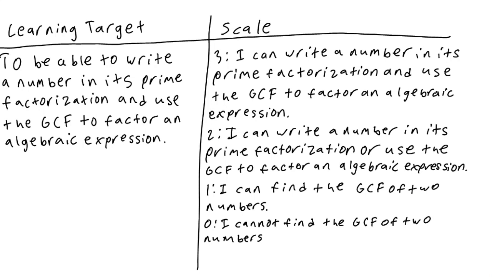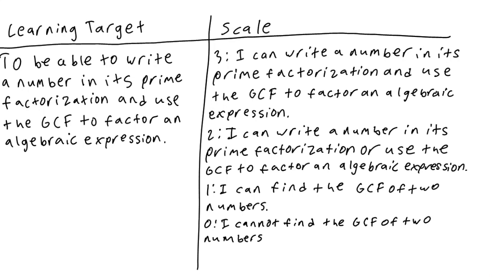For the scale, you're a 3 if you can write a number in its prime factorization and use the GCF to factor an algebraic expression. You're a 2 if you can write a number in its prime factorization or use the GCF to factor an algebraic expression. So you can do one or the other. You're a 1 if you can find the GCF of two numbers. And you're a 0 if you cannot find the GCF of two numbers.